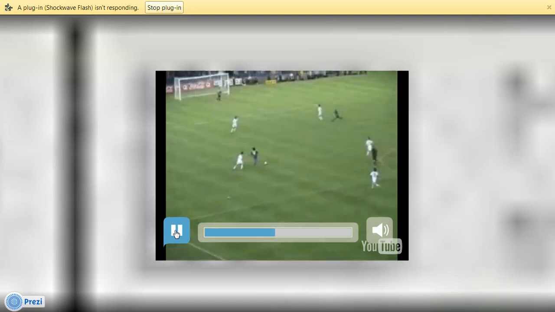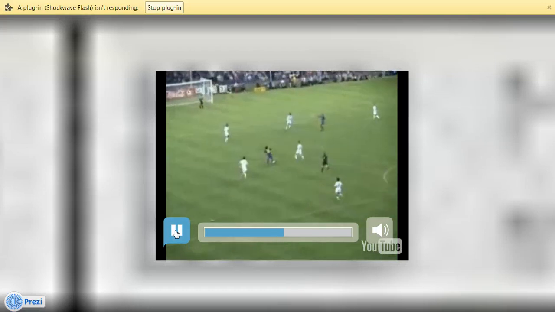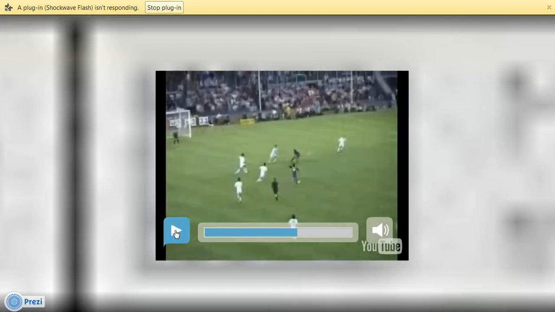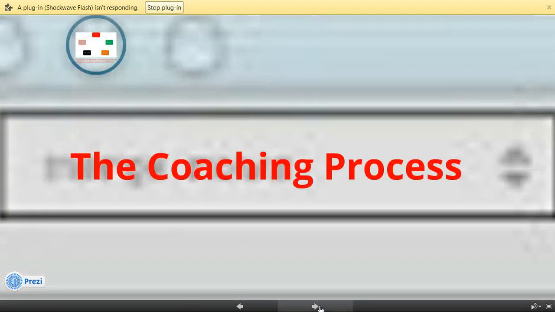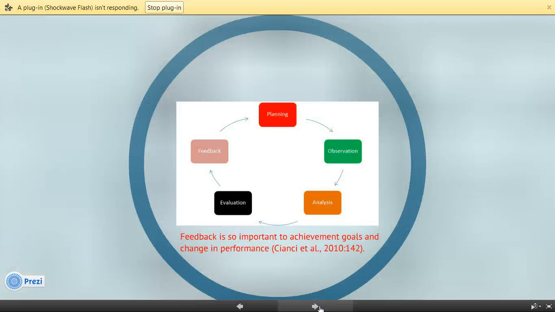After gaining results from notational analysis, you can use those results and try and improve them with the involvement of the coaching process, therefore evaluating them and giving feedback. Kianki states that feedback is important to achievement goals and changing performance, meaning that in order to improve Tottenham's performance, the coaching process should be undertaken and feedback will need to be given.